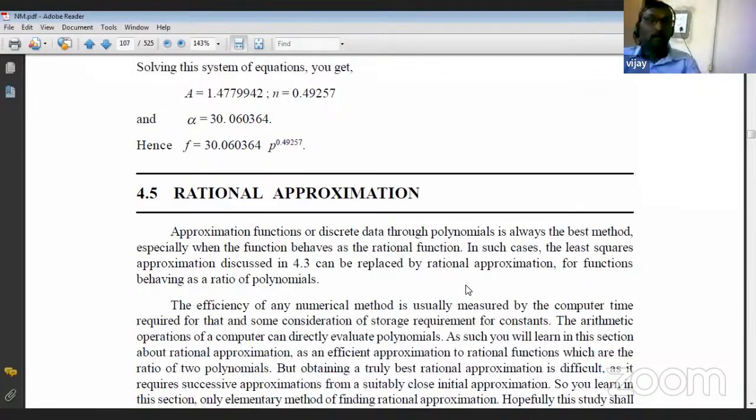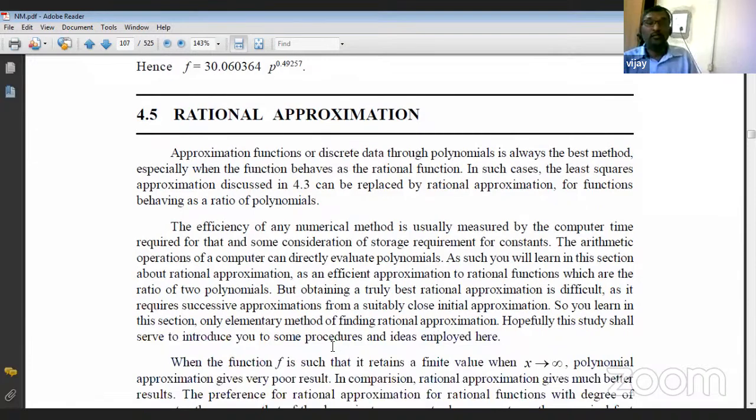Additional approximation. Approximating functions from discrete data. Polynomials are always used in this method, especially when the function behaves like a rational function. So the least squares approximation can be replaced by rational approximation functions. The efficiency of any numerical method is usually measured by the computer time required for it. The second consideration is the storage requirement.